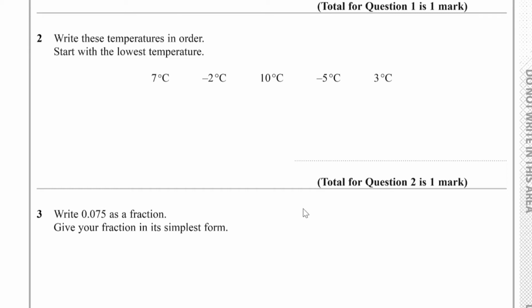Question number 2. We have to write these temperatures in order. Start with the lowest temperature. Well, the lowest temperature is -5 degrees C, followed by -2 degrees C, followed by 3 degrees C, followed by 7 degrees C, followed by 10 degrees C.